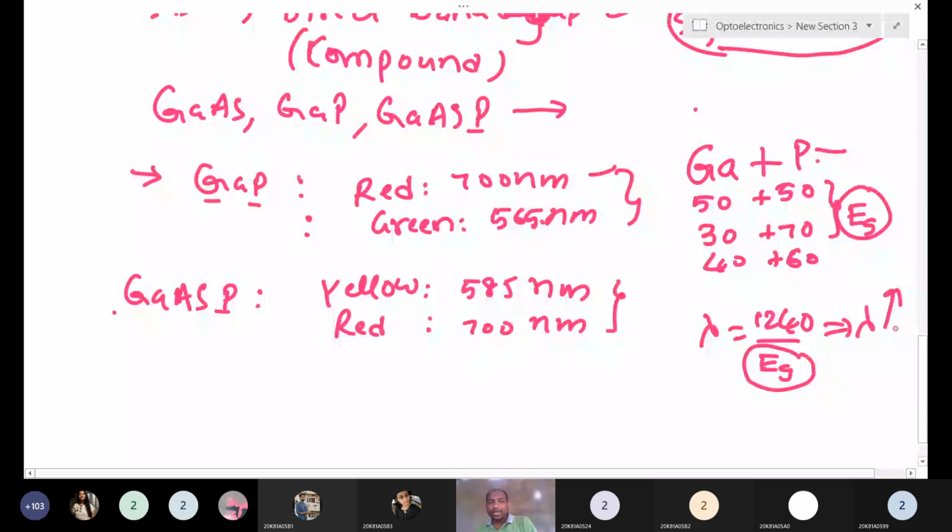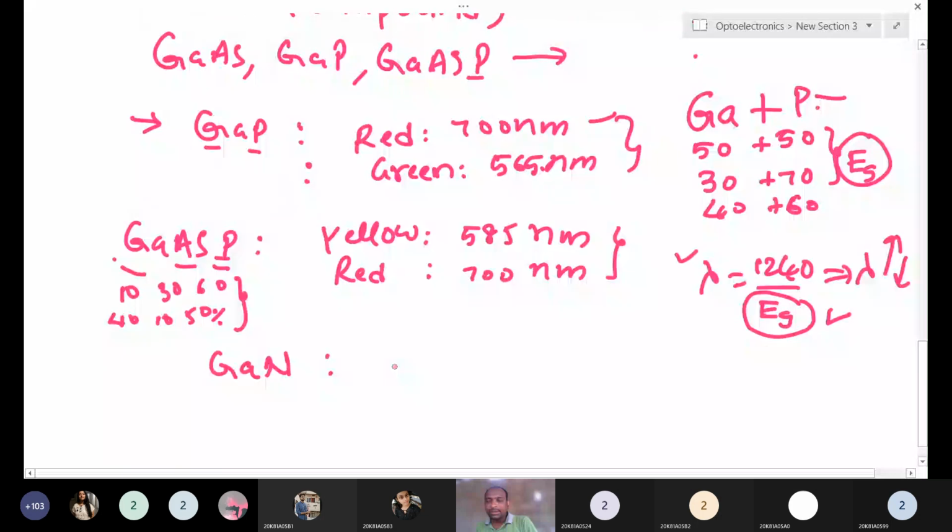So one more thing, gallium nitride, GaN. Using this one, you will get blue color, about 480 nanometer. And gallium arsenide: using this one, you will get IR radiation, about 900 nanometer.